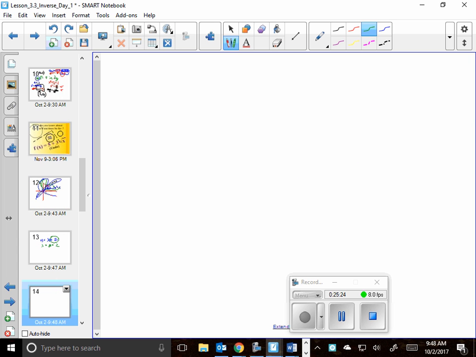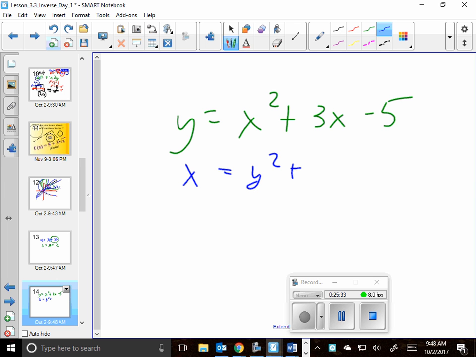If you just had y equals x squared plus 3x minus 5, and you wanted its inverse, you just go x equals y squared plus 3y minus 5. There, that's the inverse. But we don't let you do that. We make you solve it for y, which makes it much more complicated. But that's all it is. X and y switch places. That's it.